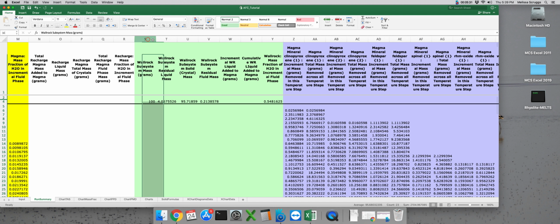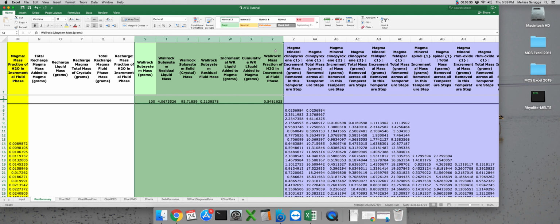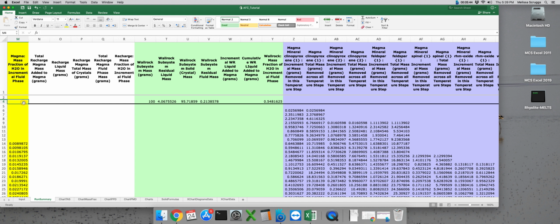Columns S through Y give us information on the state of the wall rock subsystem. Because we are considering the wall rock information and we need its FM0 conditions, we used that wall rock find solidus step during the run to figure out its liquidus, solidus, and what the FM0 conditions were for this particular wall rock composition.